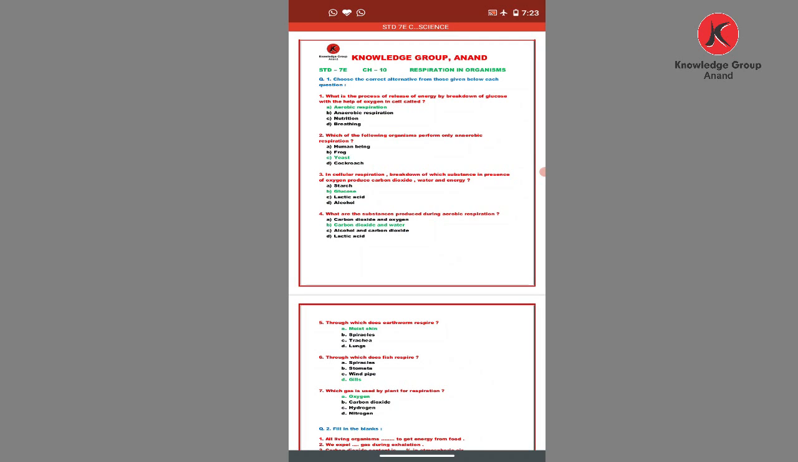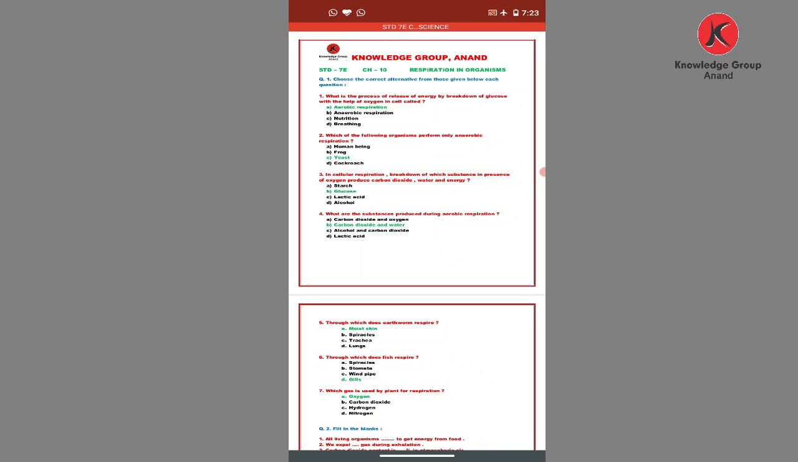Firstly, we start with choose the correct option. What is the process of release of energy by breakdown of glucose with the help of oxygen in cells called? Aerobic respiration.